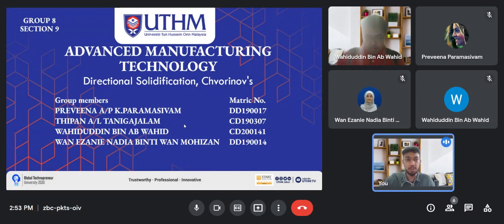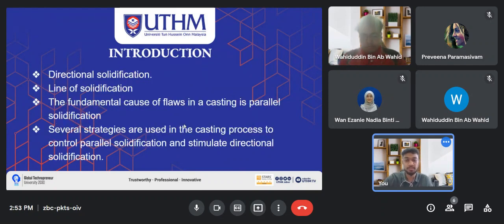And today, let's move on to the introduction. In this introduction, we are going to do research on what directional solidification is, what the line of solidification is, how it works, and the fundamental causes and laws of this type of solidification. So these are the very basic things we are going to see.